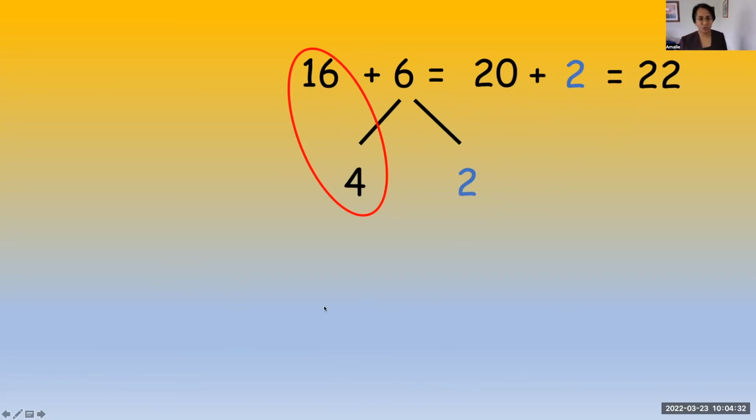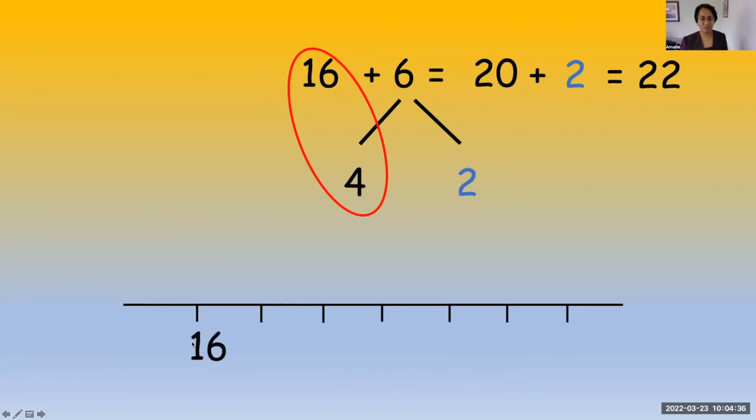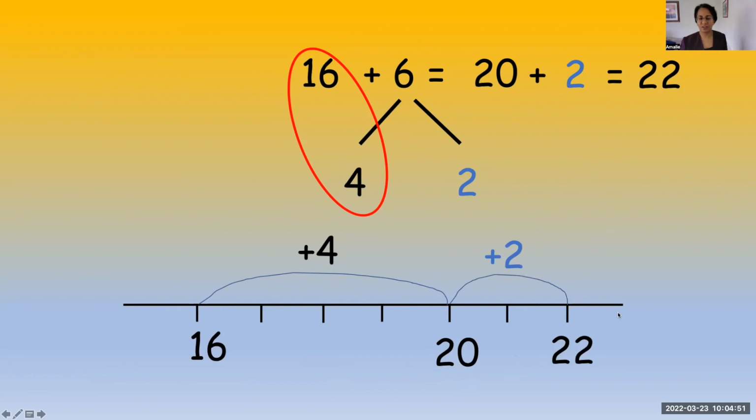Your child can do this on a number line, and this is what it looks like. 16, we're going to cross 20, or bridge 20. We can see that we need to add 4 to get to that 20. And then there are 2 left over to get to 22.